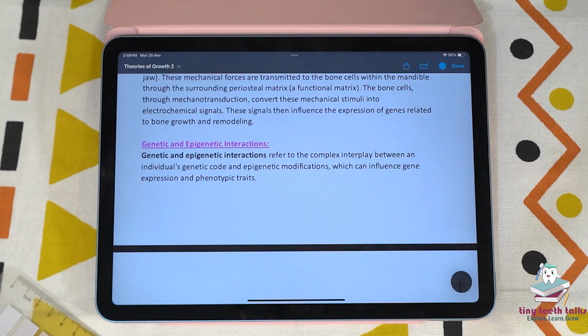Moss proposed that both genetic and epigenetic influences are necessary for proper craniofacial growth, and neither alone is sufficient. So there is a genetic and epigenetic interaction. So what is genetics? Genetics involves the study of heritable traits encoded in DNA. Genetic variations such as single nucleotide polymorphisms and copy number variations contribute to individual differences in traits and susceptibility to disease. Epigenetics refers to changes in gene expression that do not involve alteration to the DNA sequence itself. These changes can be influenced by environmental factors such as diet, stress, and exposure to toxins.